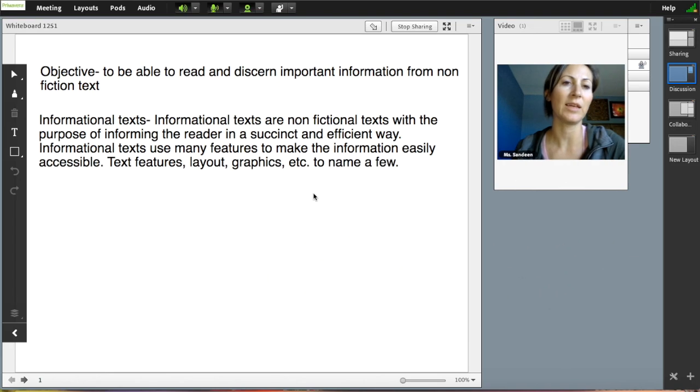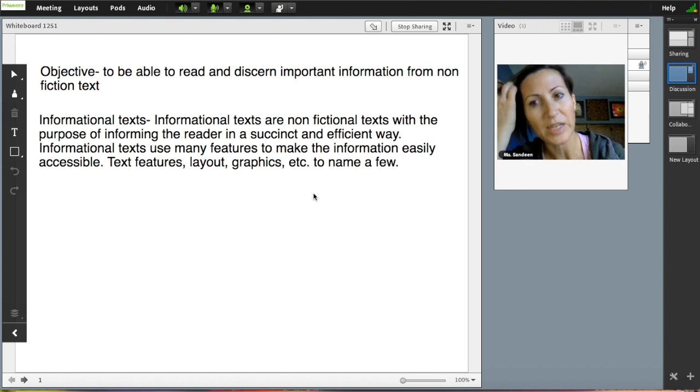To our week's asynchronous session, we're talking today about informational documents, informational text. We spent a lot of time in our course so far reading nonfiction texts, and informational texts are a type of nonfiction text. Our objective is to be able to read and discern important information from nonfiction texts, and there's a variety of ways we can find that information in the text itself.